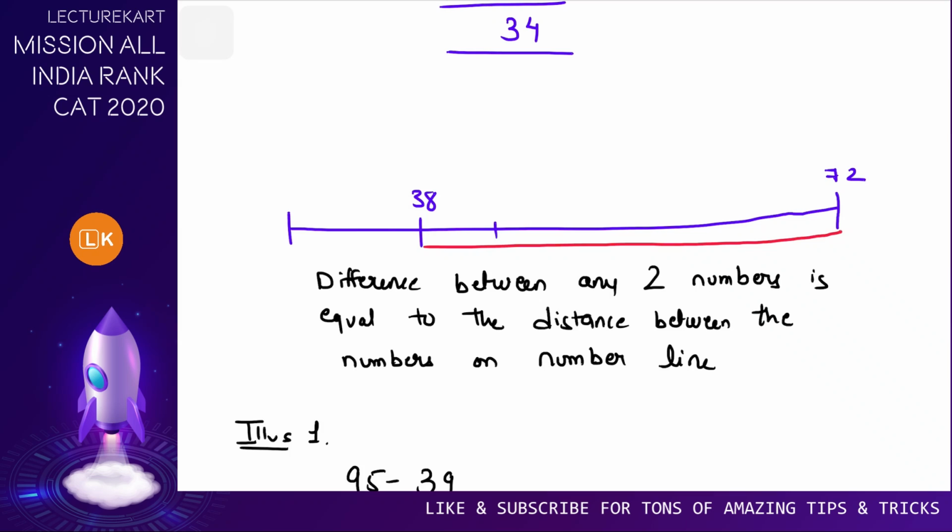That method will be where we start from the number that we want to subtract and try to reach the number that we are subtracting from. So we are at 38, we'll try to reach 72 in the shortest way possible with the trick that we learned in additions. When we are subtracting two-digit numbers, the first rule is look at the units place.